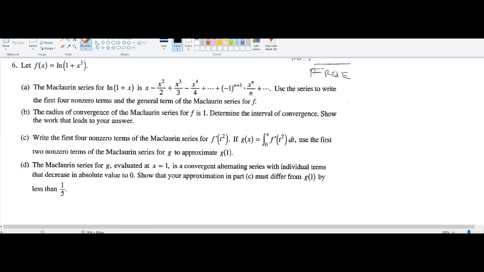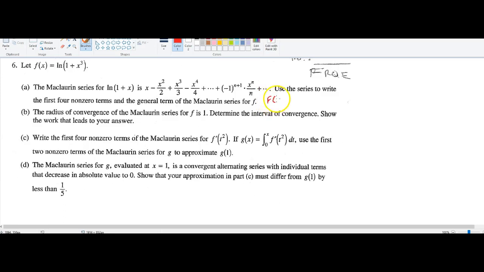What we have here is let f(x) = ln(1 + x³) be the function, and the Maclaurin series for ln(1 + x) equals that. So all I did is replace the x with x to the third, so the same thing's going to happen on the Maclaurin side, right? So it's simply going to be, use this series to write the first four non-zero terms.